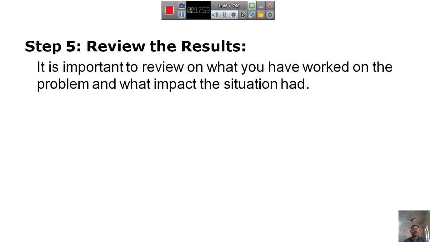And the last step is that it is very important to review what you have worked on, the problem and what impact the situation had. So the last one is to review the result. Review the result means what?